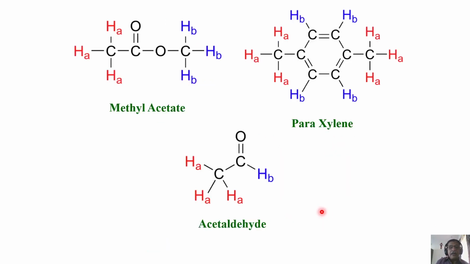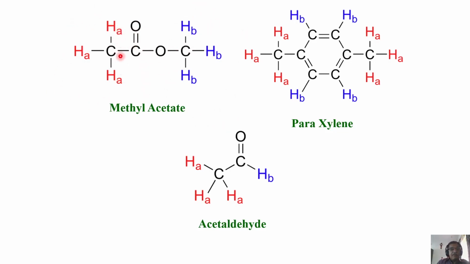Okay. Now look at this molecule, methyl acetate. Here, there are two CH3 groups. But remember, this CO is attached to this CH3. Only oxygen is attached to this CH3. As a consequence, the protons marked with red color and the protons marked with blue color are not the same.